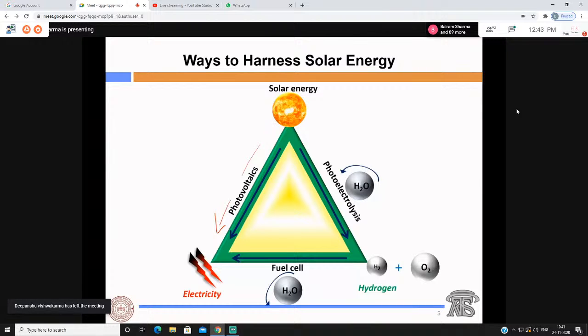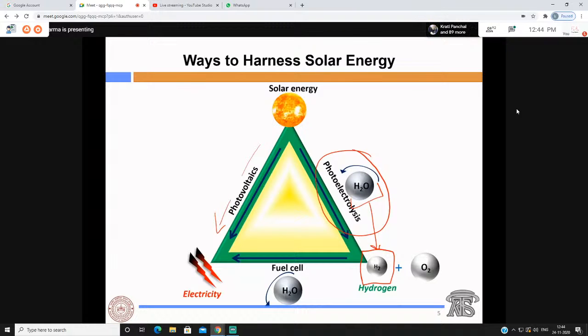What is the other way? We can utilize the solar energy in a photoelectrochemical system, where we break the water molecule and convert it into hydrogen. Hydrogen is a fuel. Yesterday we discussed that it is a potential fuel of the future. And in this process, the solar energy is again harnessed through semiconductor material, which does the electrochemical reactions on the water molecule for the production of hydrogen. Okay, so these are two ways.